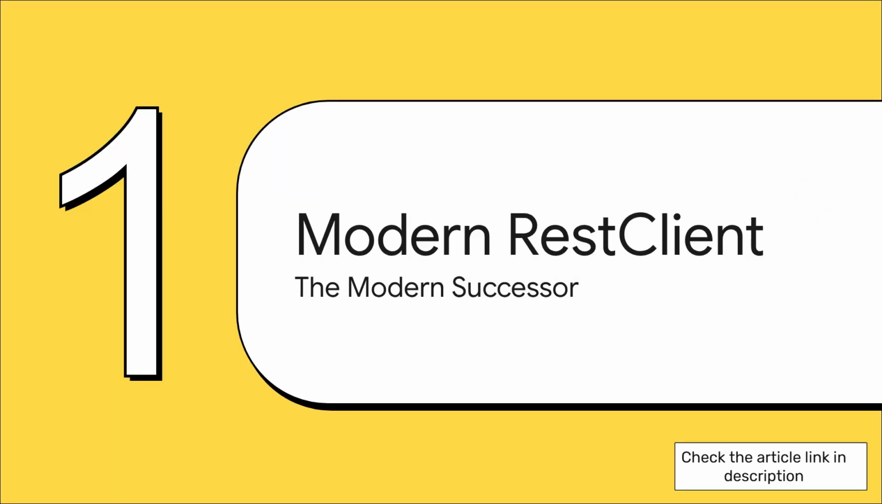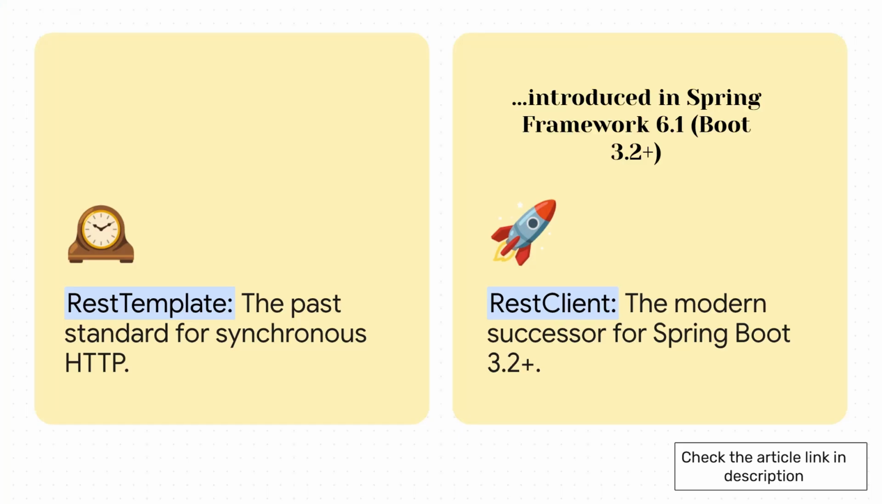Section 1. The modern Spring REST client. So, if you've written HTTP calls in Spring before, you've almost certainly relied on the trusty, and let's be honest, maybe slightly rusty, RestTemplate. It has literally been the industry standard for a long time. But technology evolves, right? RestClient is its highly recommended modern successor, introduced in Spring Framework 6.1 and Spring Boot 3.2 onwards. Basically, if your HTTP calls are synchronous, meaning you make a request, you block, and you wait for the response, this fresh client is exactly what you want. It brings a much-needed structural facelift to how we write these calls.